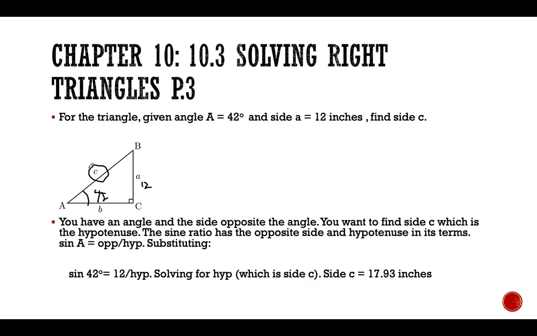You have an angle, and you have the side opposite the angle. So you have the angle 42 and the side opposite A, 12. You want to find side C, which is the hypotenuse. The sine ratio has the opposite side and hypotenuse in its terms. Sine A equals opposite over hypotenuse. Substituting, sine of 42 equals 12 divided by hypotenuse. Solving for hypotenuse, which is side C, we get side C equals 17.93 inches.